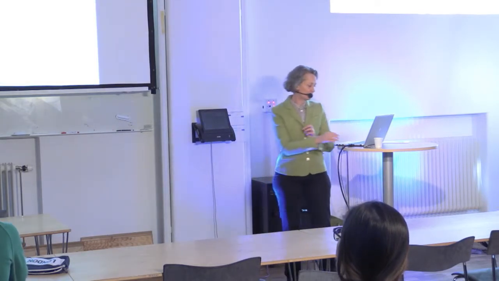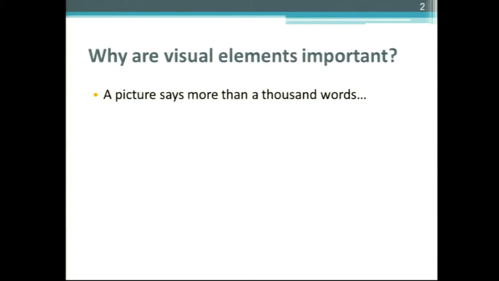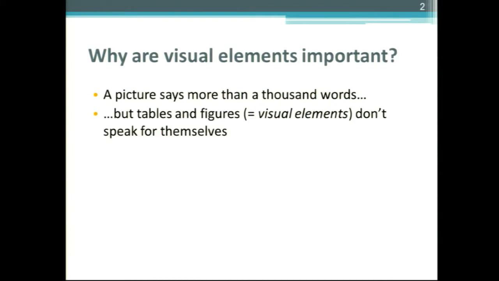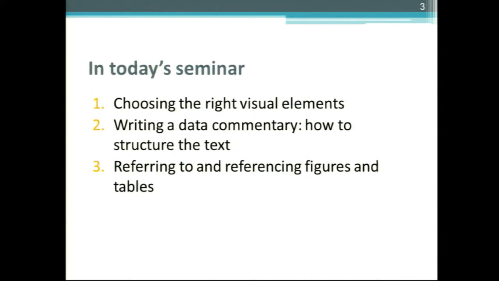So visual elements are important. Why are they important? We have this old saying, a picture says more than 1,000 words, right? You've heard that before? But there's another part of that. Tables and figures don't always actually speak for themselves. It's our job as writers about our work to interpret them for the reader, right? It's a combination of text and pictures that create good scientific writing.